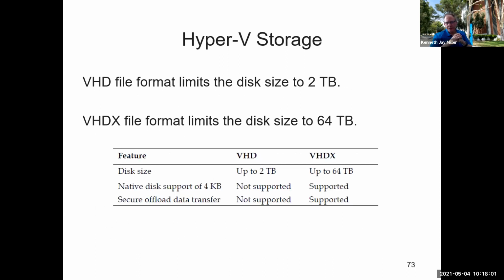Now, the 2 file types, which we have when we go through that: if you're only working with hard drives that are smaller than 2 terabytes, VHD will work just fine. If you're going to use VHDX, those can grow up to 64 terabytes in size.